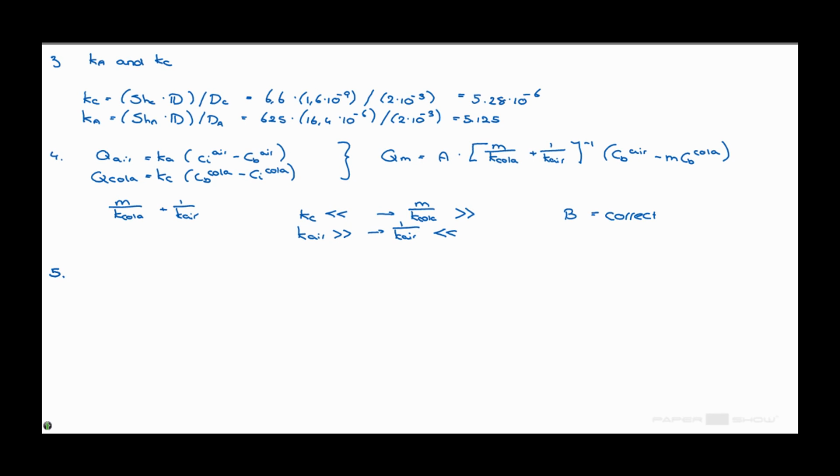And for the fifth question, we have to consider what this means for the total resistance. So from the previous question, we know that 1 over K of the resistance of air is much smaller than m divided by the resistance of cola, which means that the total resistance actually is m divided by the resistance of cola, because 1 over the resistance of air is negligible. As the total resistance is only dependent on the resistance of cola, it means that the resistance lies with the Coca-Cola and A is the correct answer.